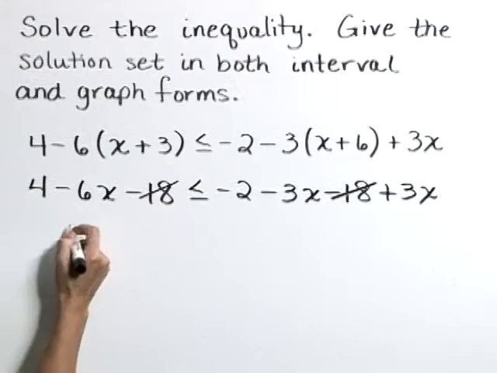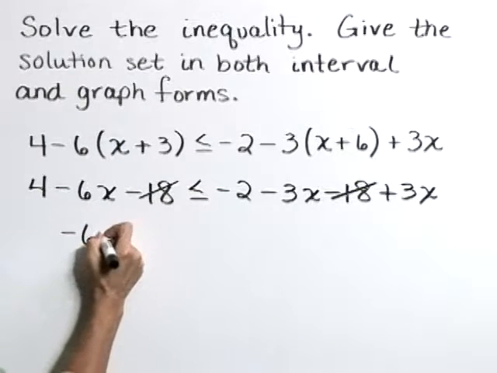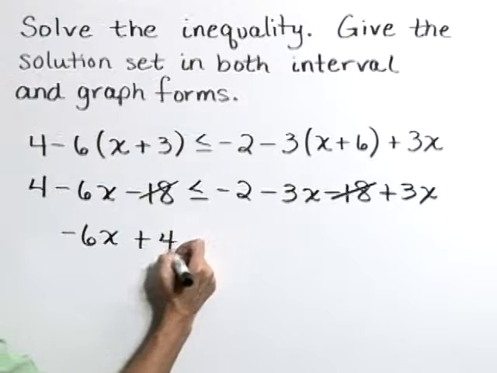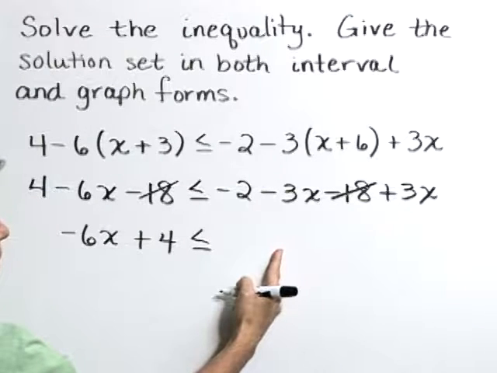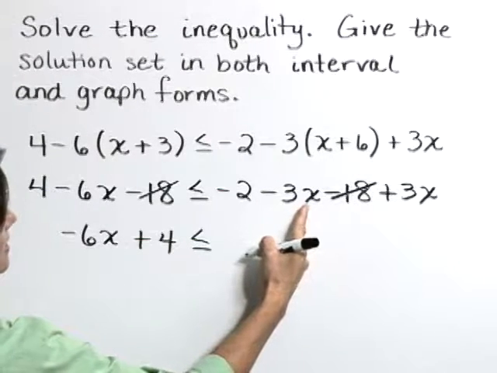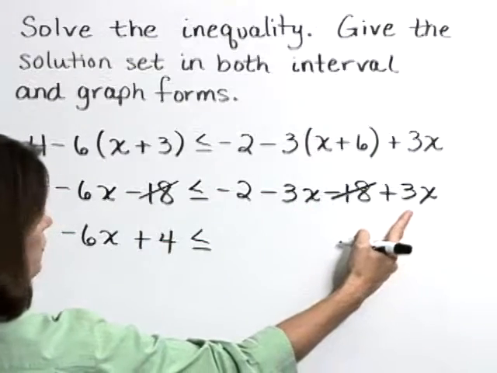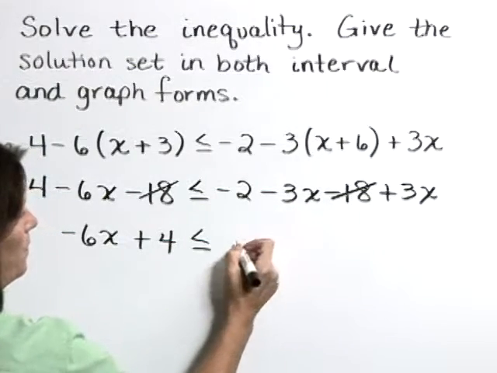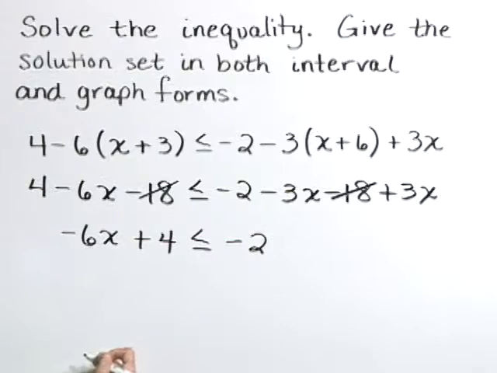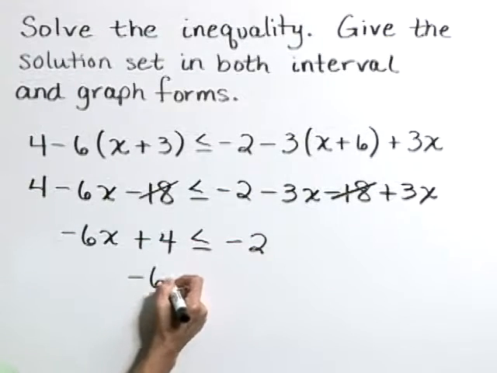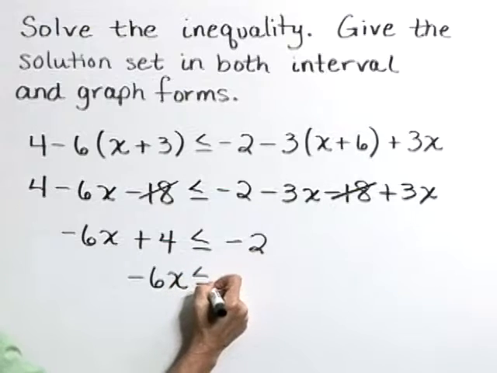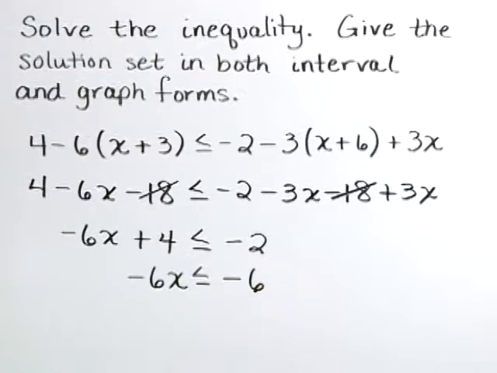So on the left-hand side, then, we have a negative 6x plus 4. That's less than or equal to. On the right-hand side, we've got a negative 3x plus 3x. They cancel, leaving us with a negative 2. If we subtract 4 from both sides, then negative 6x is less than or equal to negative 6.